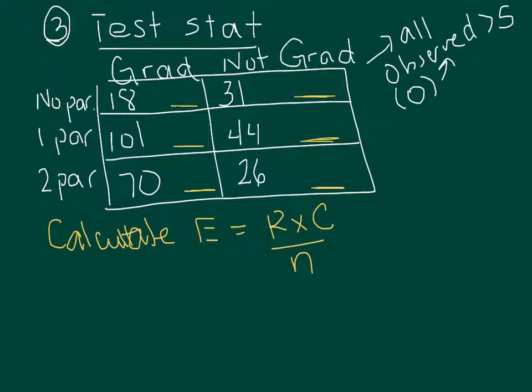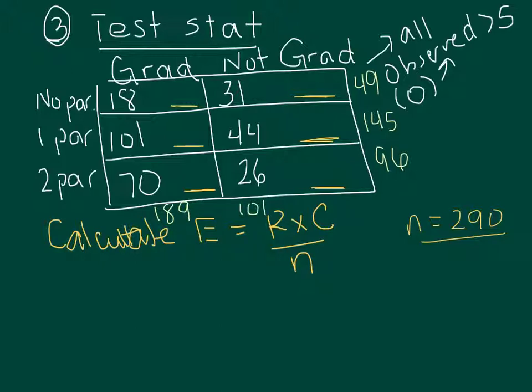First of all, if you remember the problem, I read it a little while ago, kind of quickly, but n is 290, so that's our total number of students sampled. That was given in the problem, and you can add all these numbers up and get 290. The other thing we need is the total of each row and column. So you can come across here and get 49, 145, 96. And then we need these columns here, 189 and 101. Those are the numbers we're going to use for this row times column divided by n.